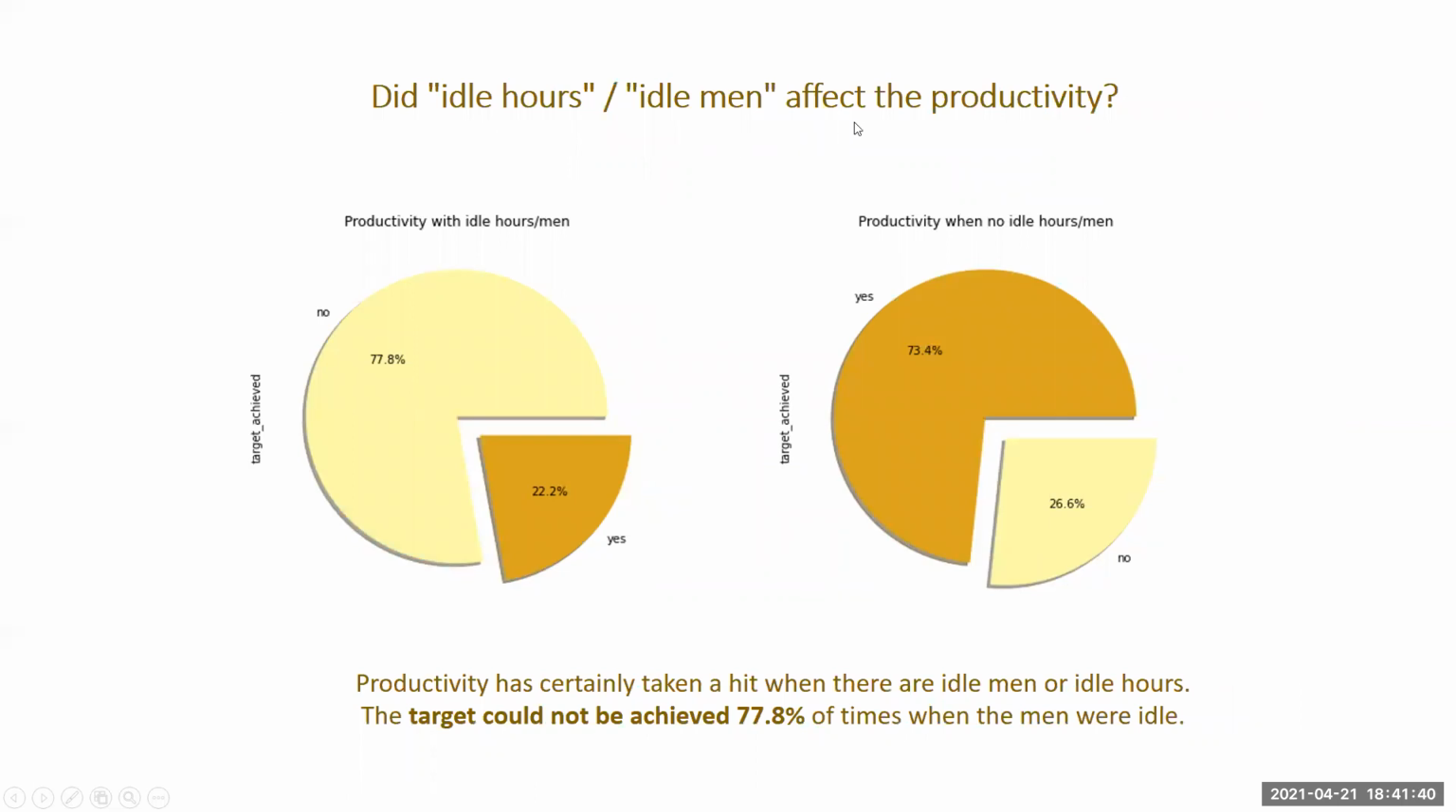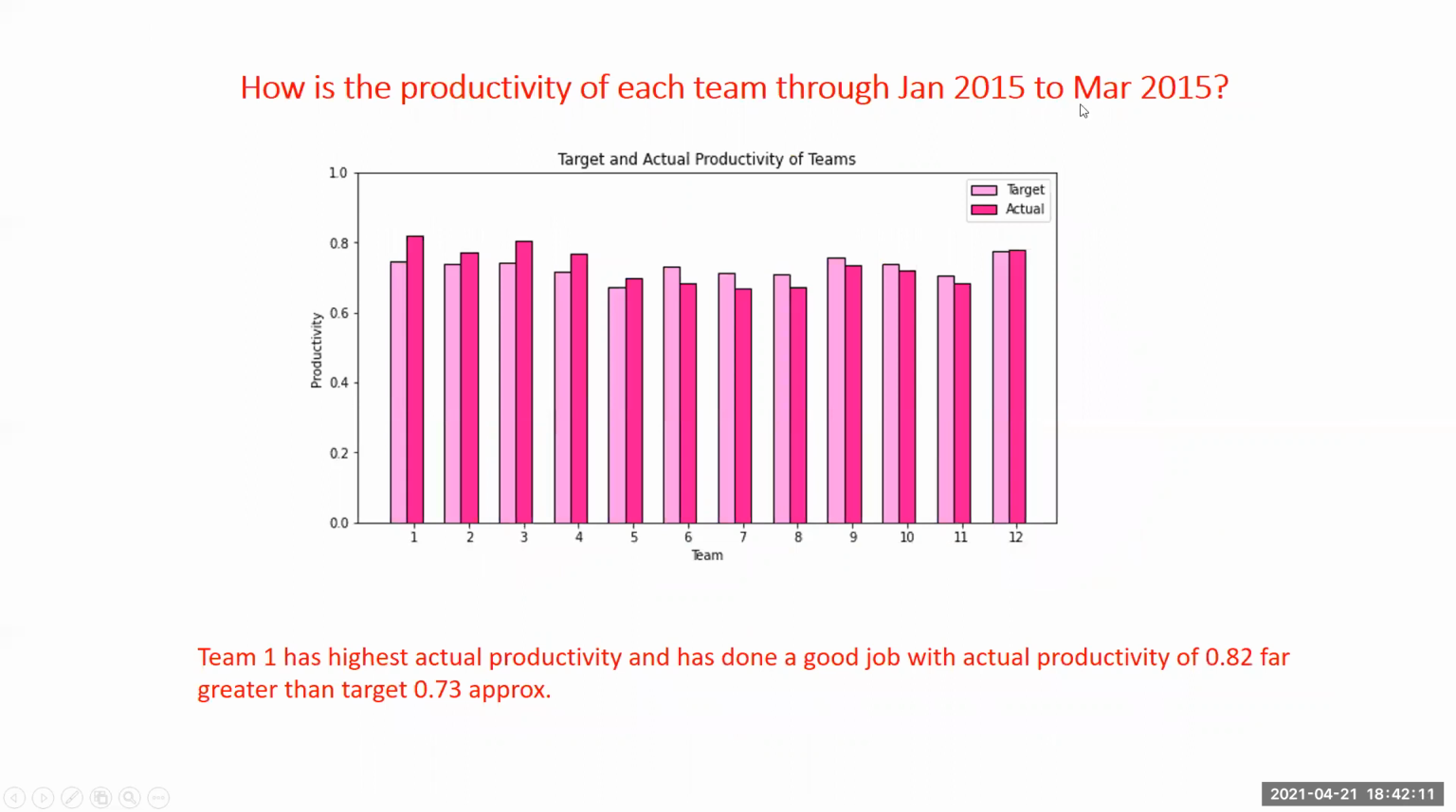Did idle hours or idle men affect the productivity? Yes, there are some idle hours and idle men in this data set. When we build a pie chart around that, we are seeing that 22.2% of the data says the target is achieved when there are idle hours and idle men, and the productivity is good. The target is achieved 73.4% of the times when there are no idle hours or idle men. How is the productivity of each team?